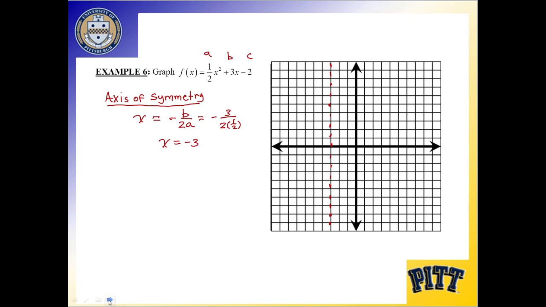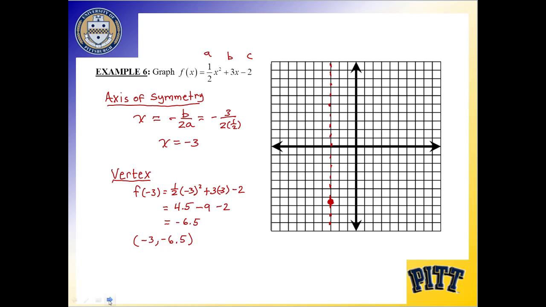As you see, I already drew it there. For the vertex, I'm going to find the y coordinate by taking that x I just calculated for the axis of symmetry and plugging that in for the x value in my function, and I get negative 6.5. So that means my vertex is going to be at negative 3, comma, negative 6.5.